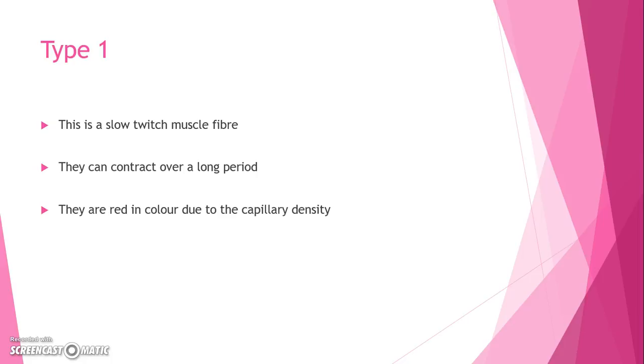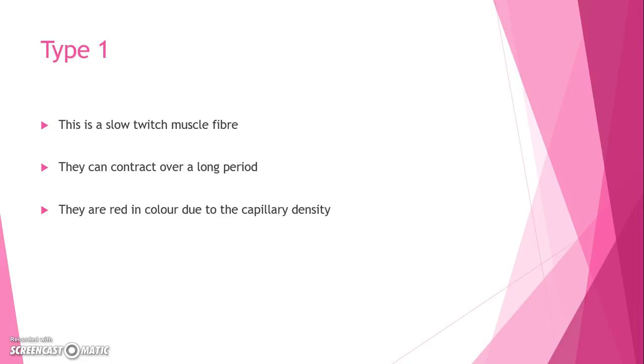So type 1. Type 1 muscle fibers are slow twitch. They contract really slowly, and they can contract over a long period of time. What I mean by that is, by contracting over a long period of time, they don't fatigue very easily, so you can just keep going. So when you're walking, you can use type 1 muscle fibers.